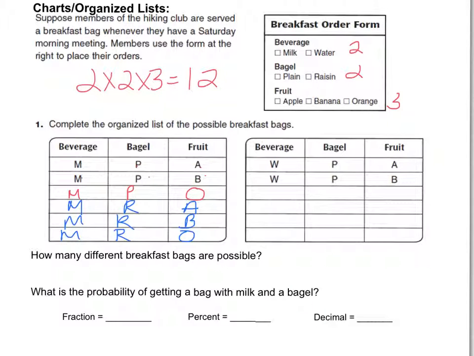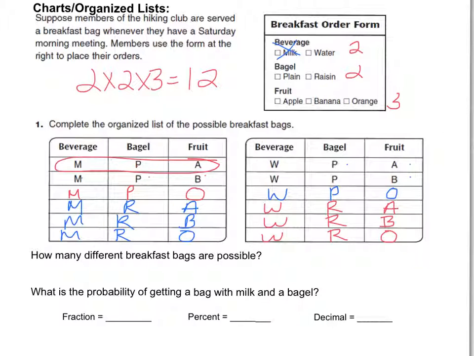So now I'm done with the milk. Now I need to work with my water choices. I can get water with a plain bagel and an apple, or a banana. I could also get water with plain bagel and an orange. Now switching over, I can keep the water and switch to raisin bagels, the apple, the banana, and the orange. So remember, this is one menu option.